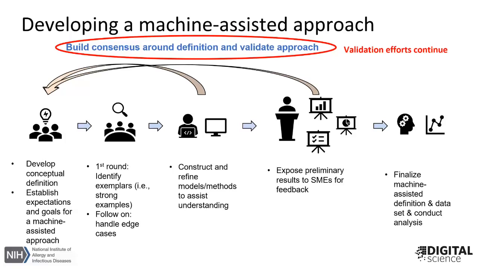Now for this project with NIAID, we're actually currently on this fourth step. We're waiting for validation. And so later on, when I do show you some preliminary results, please keep in mind that final validation of this method is still forthcoming. For most of this talk, I'm going to be talking about this third point, how we construct these models and methods.